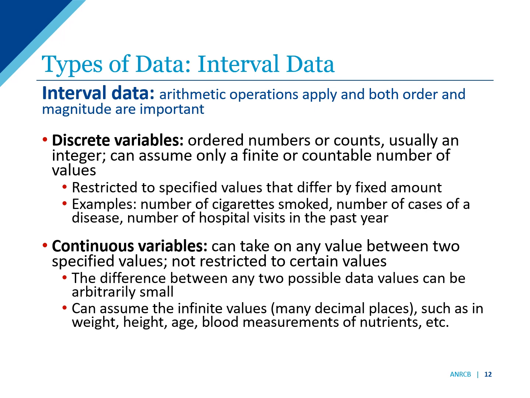Continuous variables can take on any value between 2 specified values. It is not restricted to taking on specific values, and the difference between any 2 possible data values can be arbitrarily small. Continuous data can assume infinite values, so may have many decimal places. Examples include weight, height, age, or the blood levels of some nutrient you're measuring.